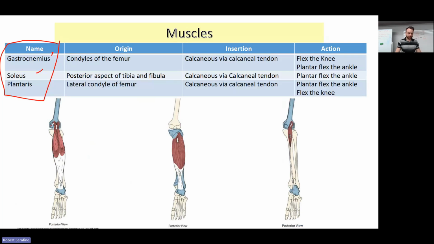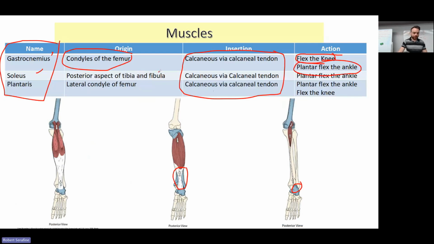So as we can see here, as labeled out, the origins are the condyles of the femur on the posterior side. And then all of these muscles insert onto the same landmark. They all insert onto the calcaneal bone via this calcaneal tendon, or as we would commonly call it, the Achilles tendon. So in this case, as we saw, flex the knee, plantar flex the ankle.